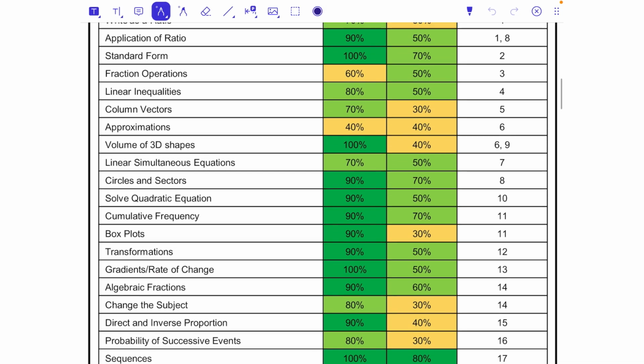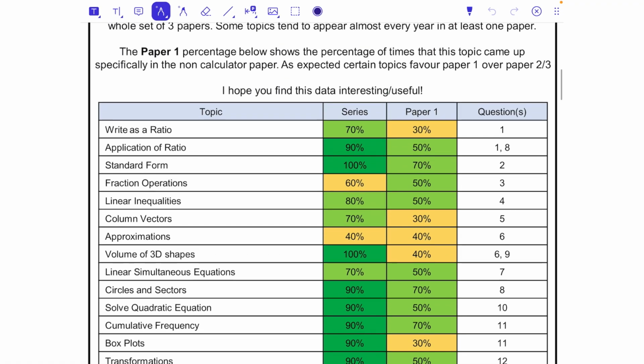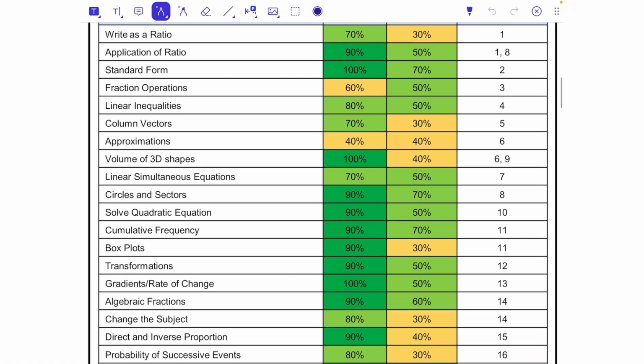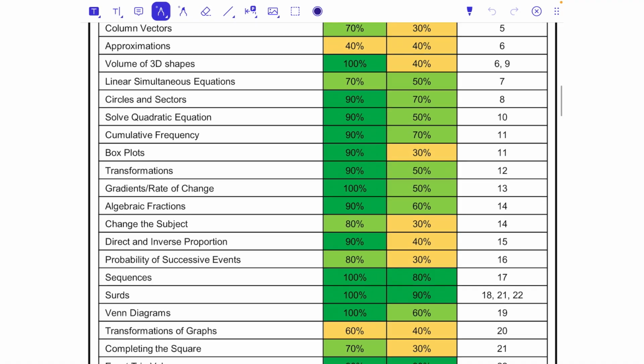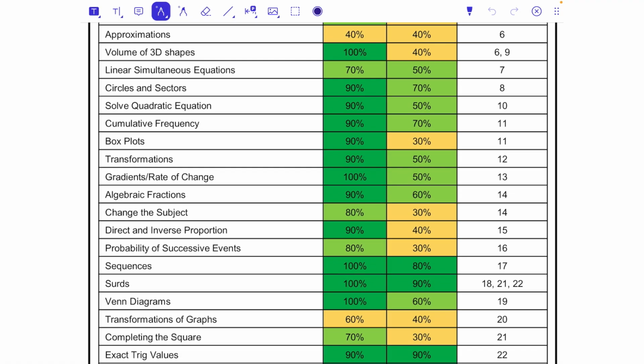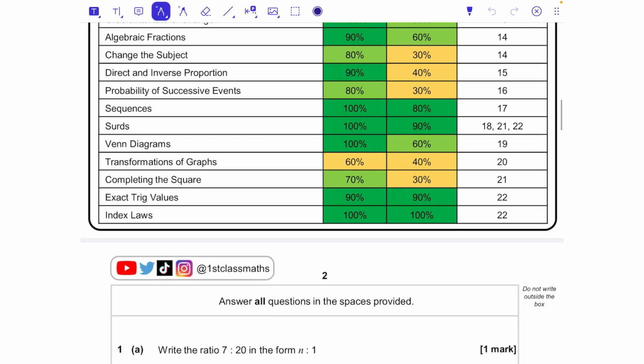So this is the first class maths predicted paper for AQA, and this is the non-calculator paper. And these are all of the topics that we're going to see in this paper. So the link to the paper is in the description. Give it a download, have a go, and then watch along.